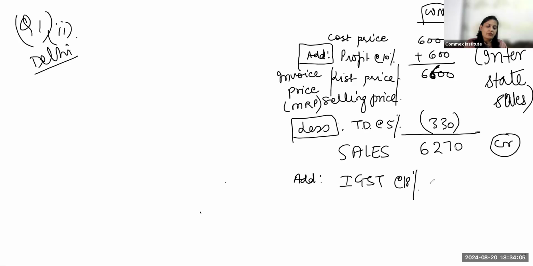How much is it coming to? 18% of this is 1,128. Take it as 1,129.3. So we're taking 1,129. Okay, take it as 1,130. That makes the total 7,400.